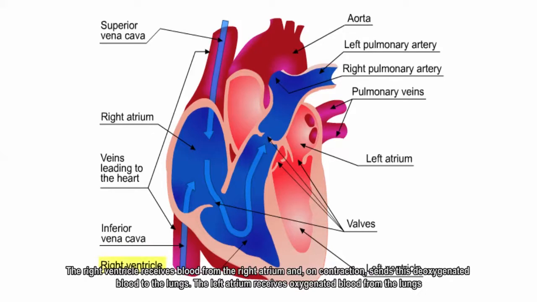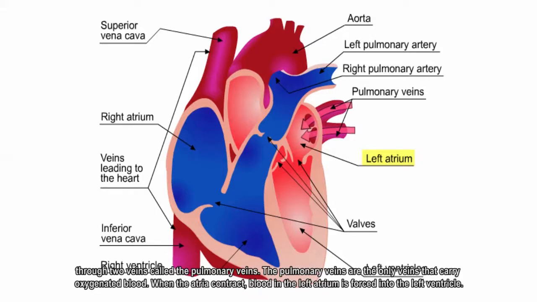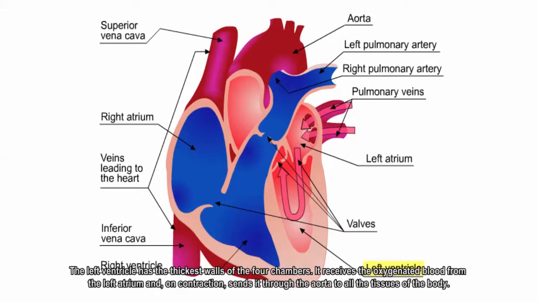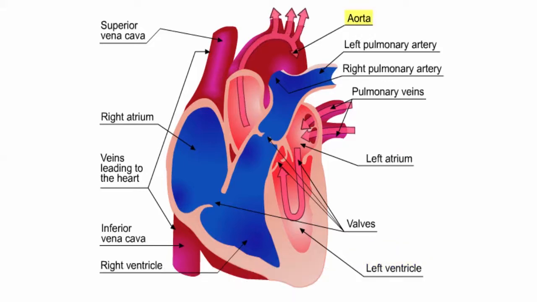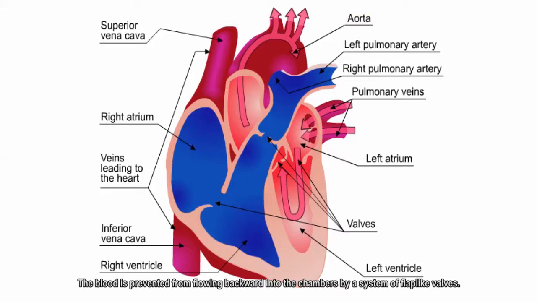The right ventricle receives blood from the right atrium and, on contraction, sends this deoxygenated blood to the lungs. The left atrium receives oxygenated blood from the lungs through two veins called the pulmonary veins. The pulmonary veins are the only veins that carry oxygenated blood. When the atria contract, blood in the left atrium is forced into the left ventricle. The left ventricle has the thickest walls of the four chambers. It receives the oxygenated blood from the left atrium and, on contraction, sends it through the aorta to all the tissues of the body. The blood is prevented from flowing backward into the chambers by a system of flap-like valves.